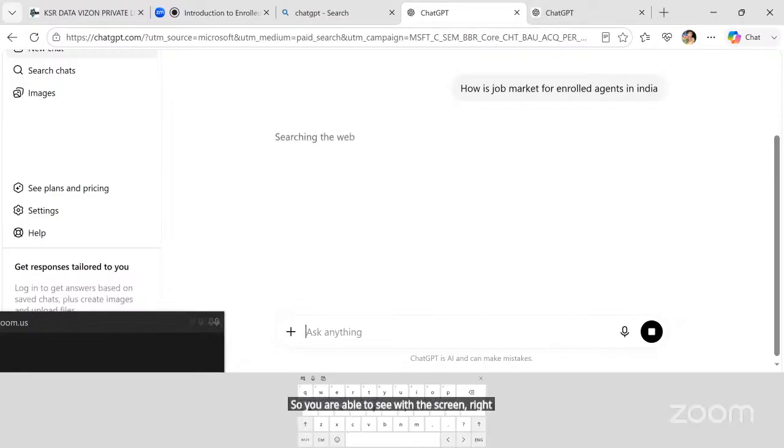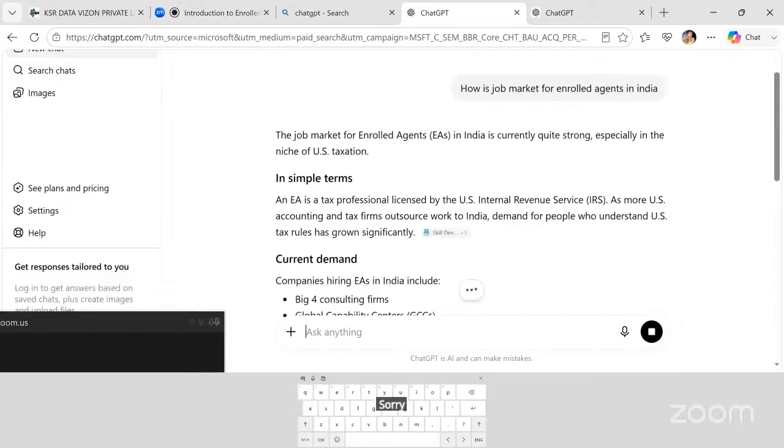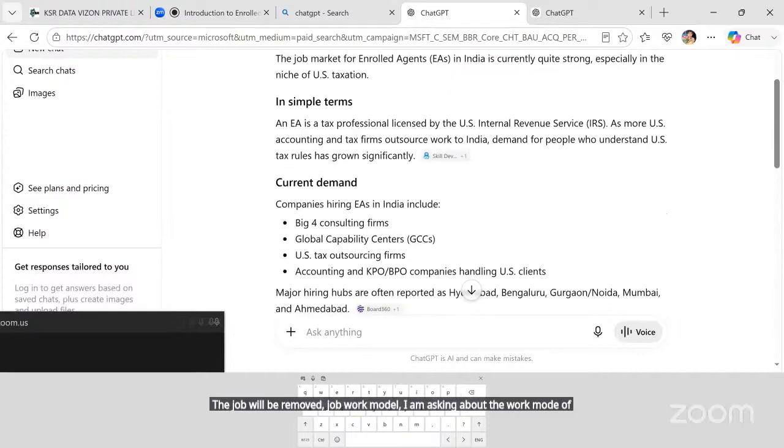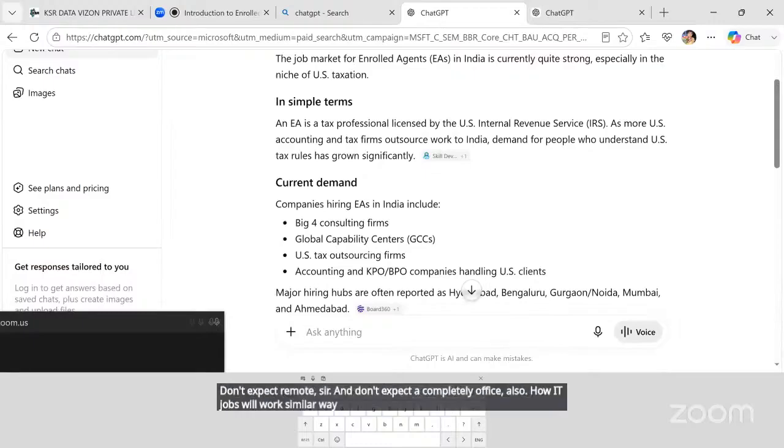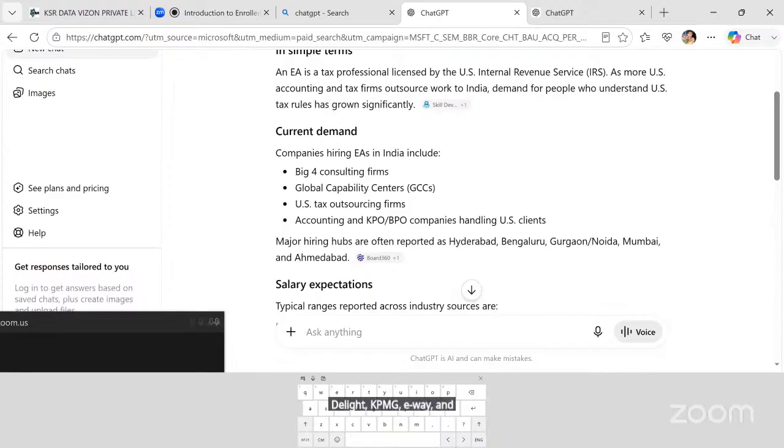Yes, yes. So will all the jobs in this job market be remote, or how is it? I'm asking about the work mode. Don't expect remote, sir, and don't expect completely office also. It will work similar to how IT jobs work, because big four companies are hiring mostly. The big four companies, in the sense, Deloitte, KPMG, EY, and PwC. These four companies are hiring more enrolled agents.